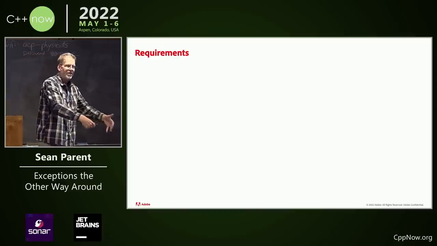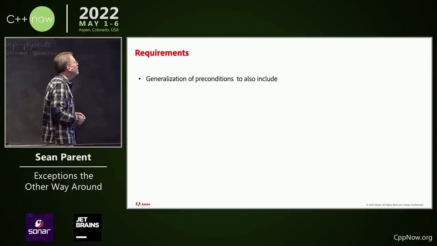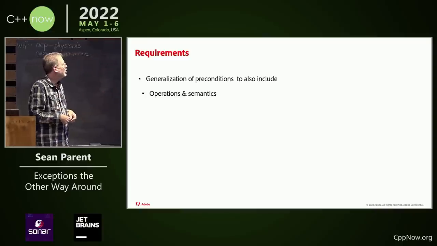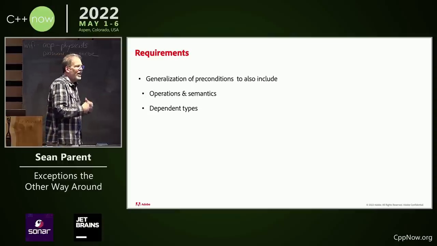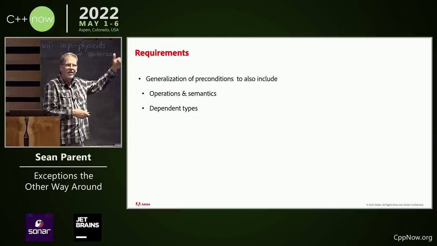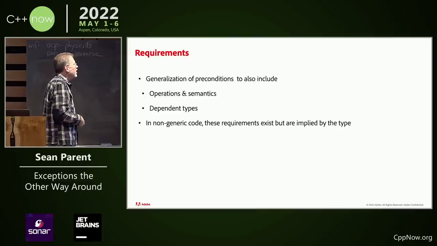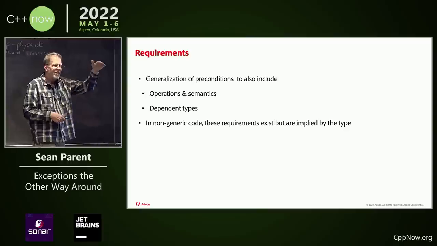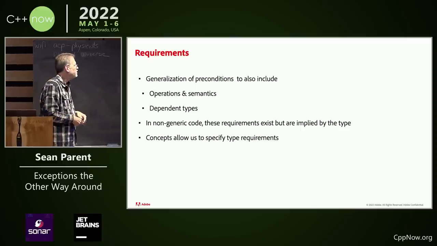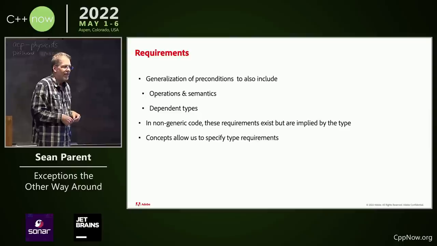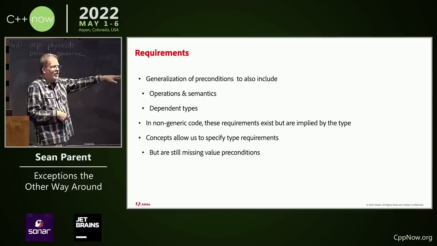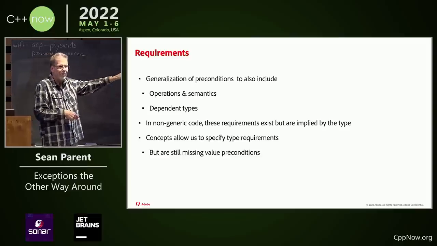So what are the requirements of exception handling? What are requirements? Requirements are a generalization of preconditions. But they also include operations and their semantics and their dependent types. Right? So it's kind of C++ concepts plus preconditions equal requirements. In non-generic code, all the same requirements exist. They just tend to be implied by the type, which is why we tend to just talk about the preconditions and not the complete set of requirements. So concepts allow us to specify type requirements, some of that in documentation, what the actual preconditions are. But they're still missing the value requirements outside of the documentation.